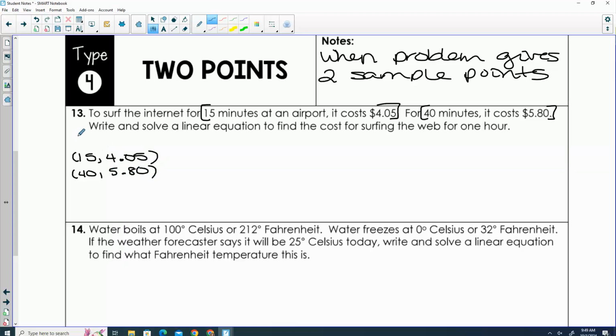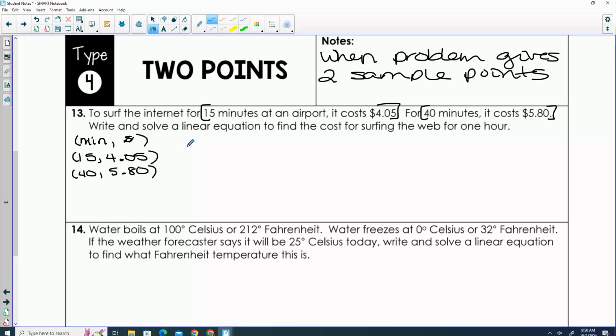Okay, if we think about these points, they're both set up the same. 15 and 40, those were both talking about minutes. 4.05 and 5.80, those were both dollar amounts. So your ordered pairs do have to be set up the same, where x has the same unit, y has the same unit.